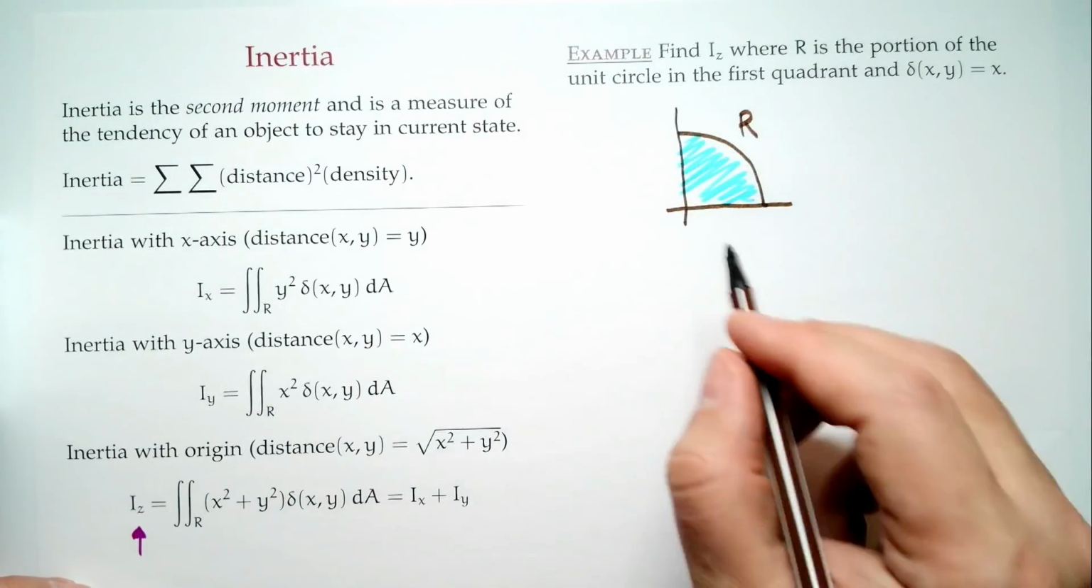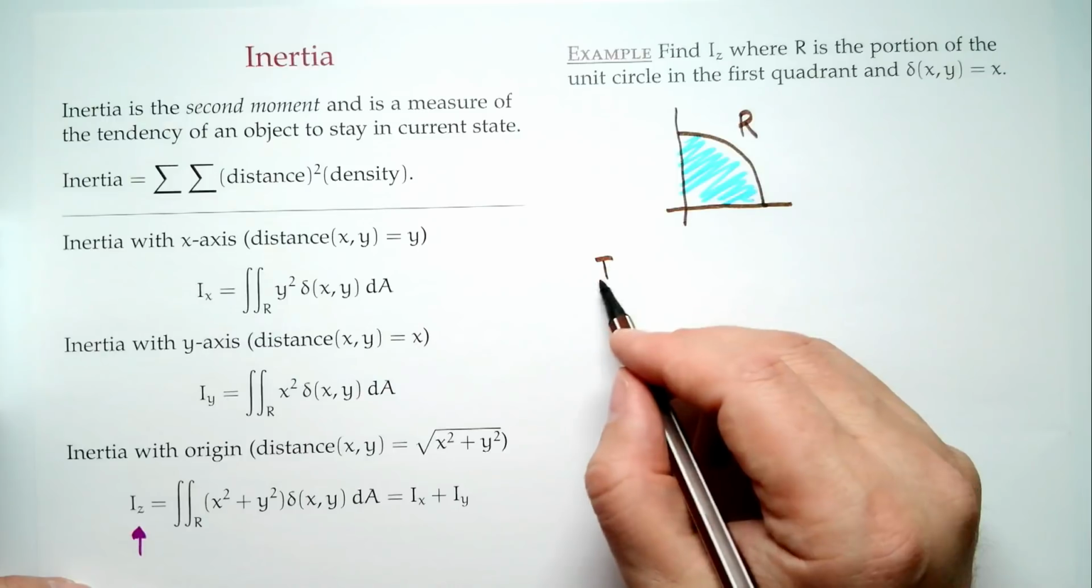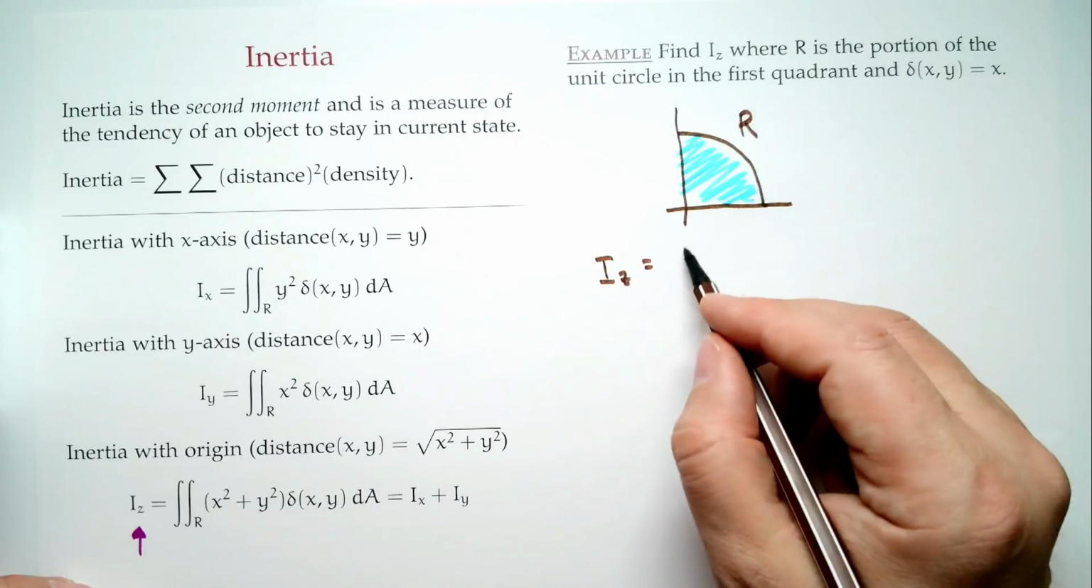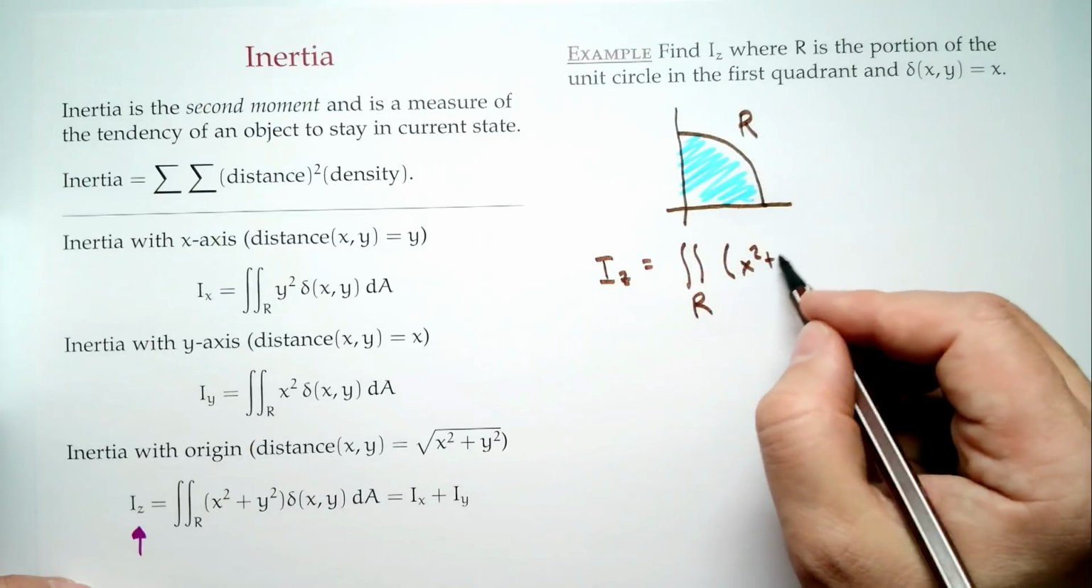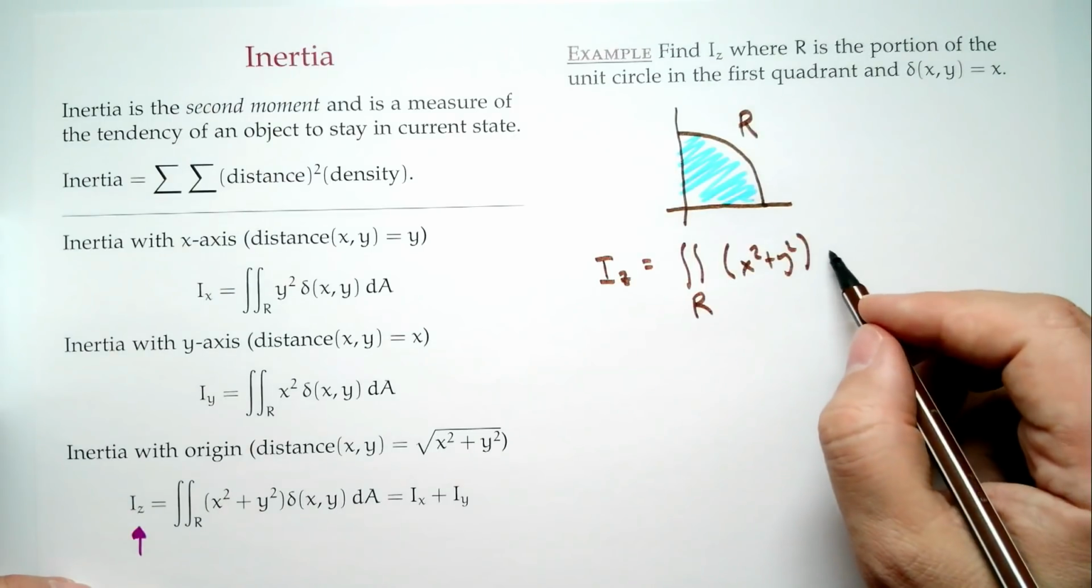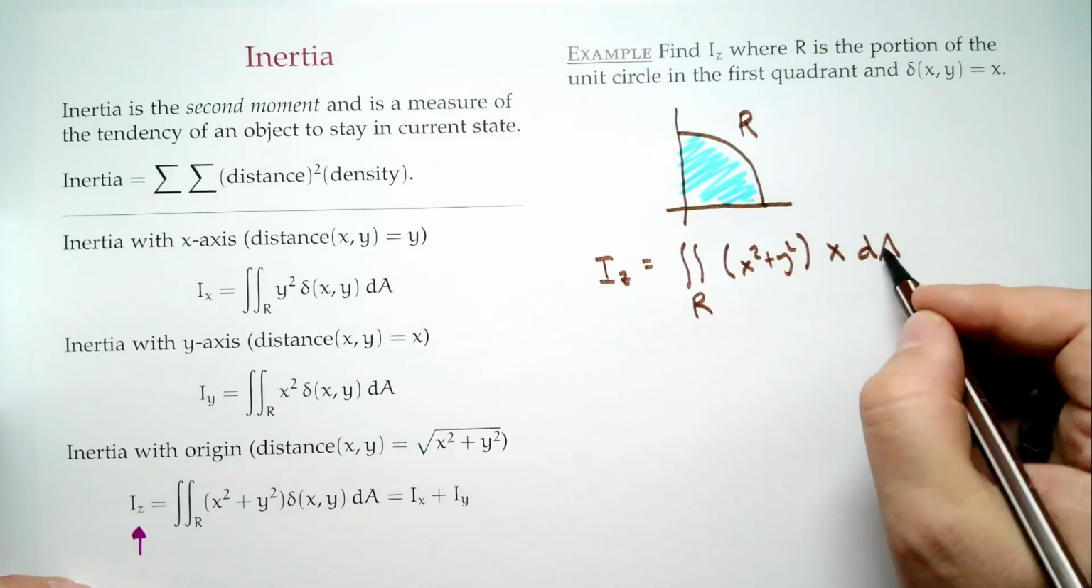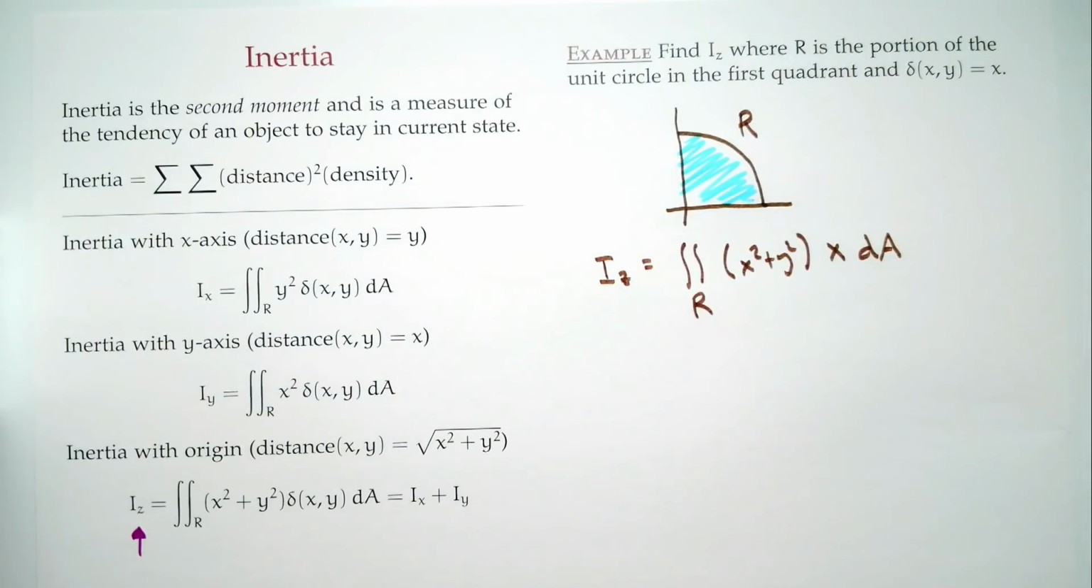So I come into here and say that my inertia with respect to z is the integral over the region of x squared plus y squared times my density dA. All right. But we were asked not just to write down the formula, we were asked to find it. We want a number. So how would we go about integrating something like this? Polar. This is highly suggestive of doing the problem in polar.